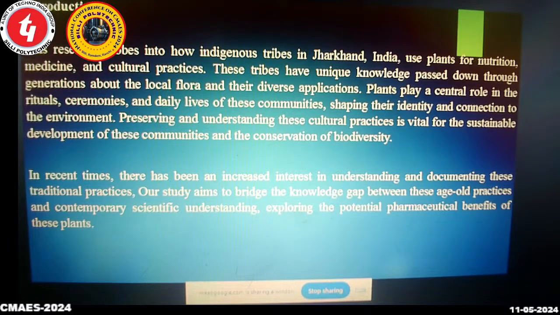Introduction. This research probes into how indigenous tribes in Jharkhand, India use plants for nutrition, medicine, and cultural practice. These tribes have unique knowledge passed down through generations about the local flora and their diverse applications. Plants play a central role in the rituals, ceremonies, and daily lives of these communities, shaping their identity and connection to their environment.